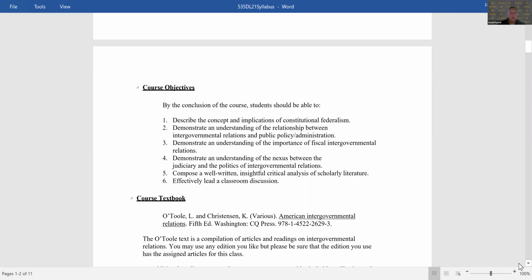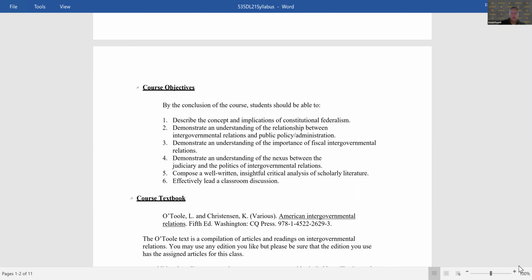You will be composing well-written, insightful, critical analyses of scholarly literature. As you'll see as we go through the syllabus, everyone will select 2 articles and will write article critiques on those 2 articles. And then you'll also effectively lead a classroom discussion. So you'll select an article and then lead one of our classroom discussions on that article.